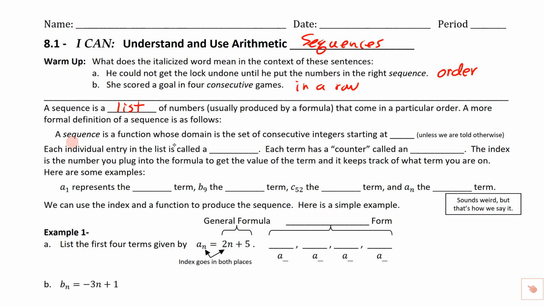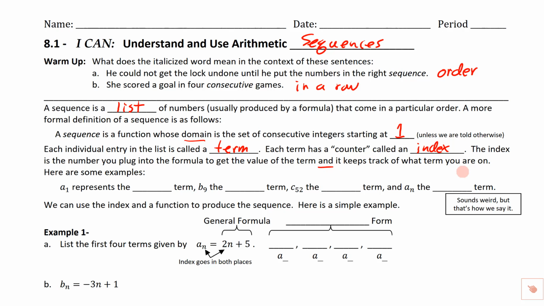So a sequence is a function whose domain, so the things we plug in, is the set of consecutive integers. So integers that are right in a row, starting at the number 1. Unless we're told otherwise, the first thing that we're going to plug into this little formula or this little function is a 1. Now, each individual entry in the list is called a term. So we call them terms of a sequence. And each term has a counter, and that counter is called an index. And these are going to be really important because the index is the number that you plug into the formula to get the value of the term, and it keeps track of what term you're on.